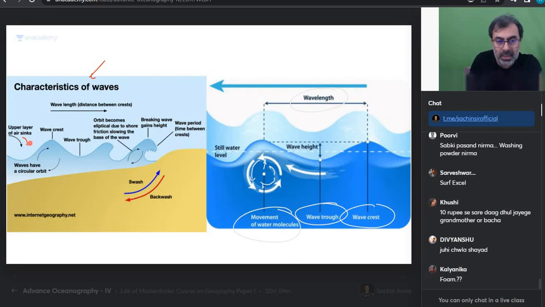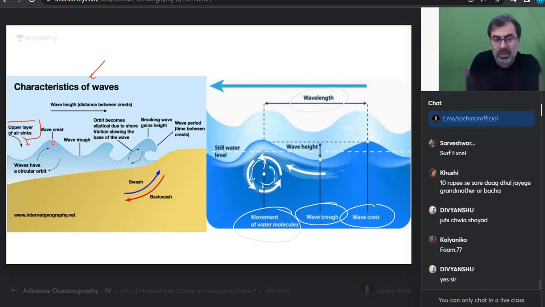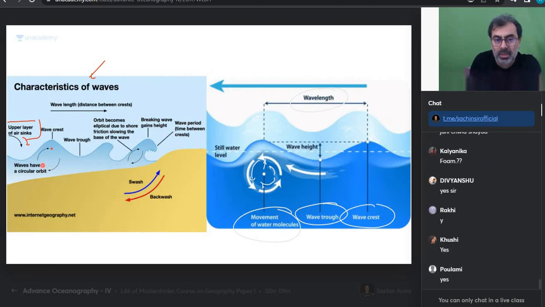So upper layer of the air sinks. Everyone, are you okay with the upper layer of the air sinking? So it has been pressed. Wave crest is there. Waves have circular orbit, so they move like this. Wave trough is also there. The orbit becomes elliptical. So first it is like this, then it becomes like this. Yes, elliptical due to the friction. Now there is friction.